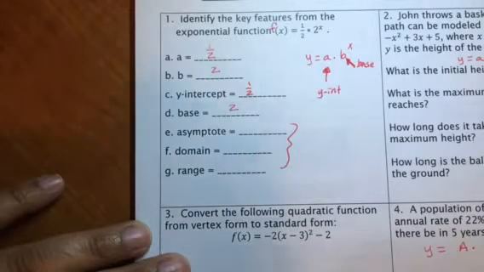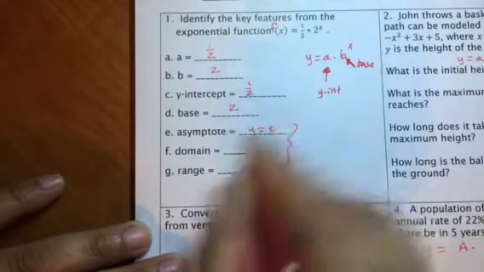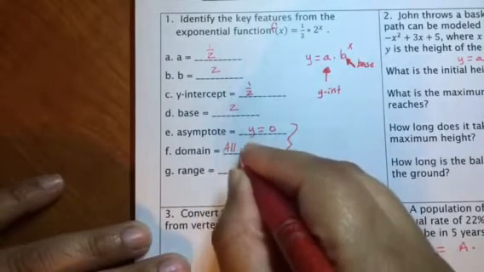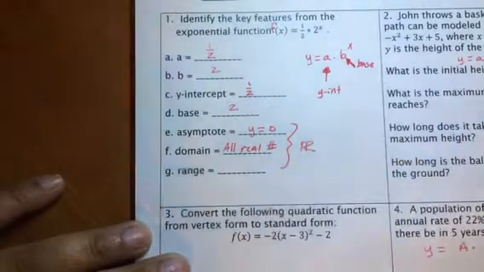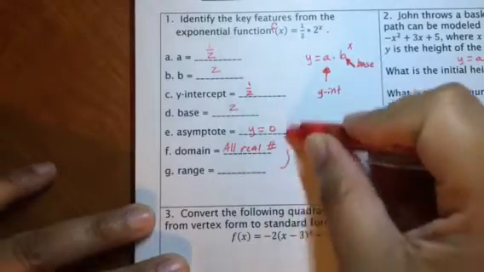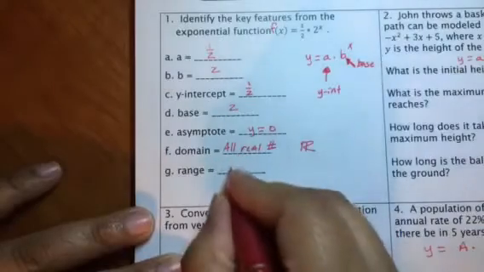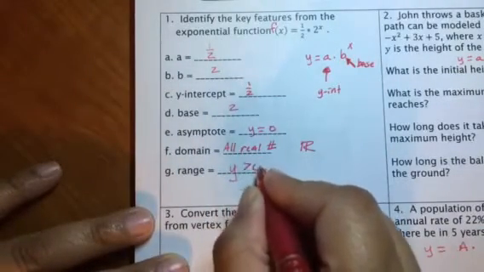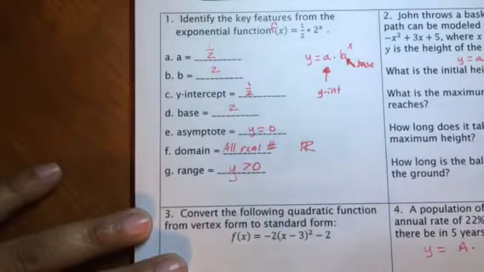You need to remember that this is a horizontal asymptote where y equals 0. Your domain is all real numbers. Now remember, we use this symbol to mean all real numbers. And then the last thing is the range. Well, range you guys know is y, and I told y'all that it's going to be greater than 0. So these three things will not change for y'all's purpose.